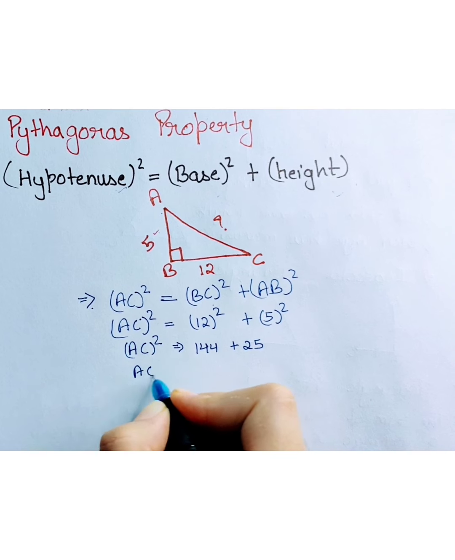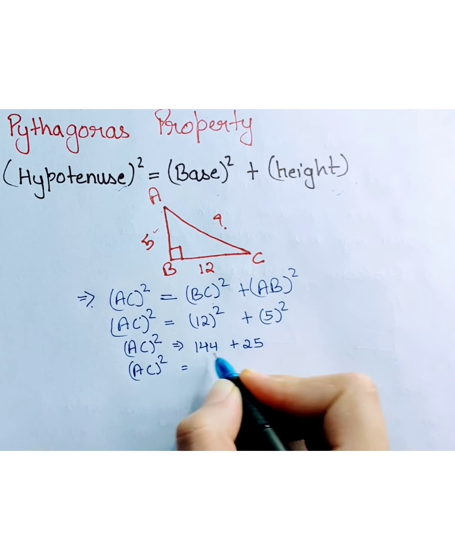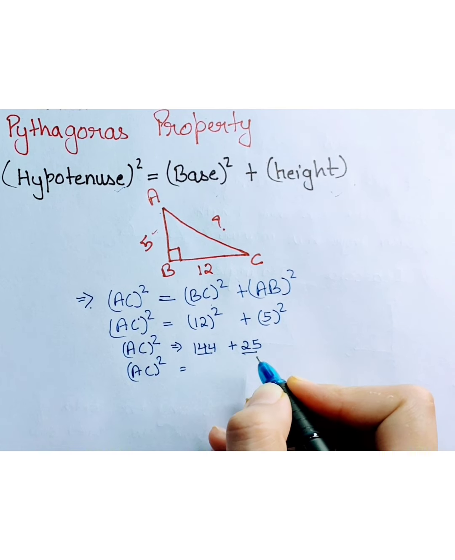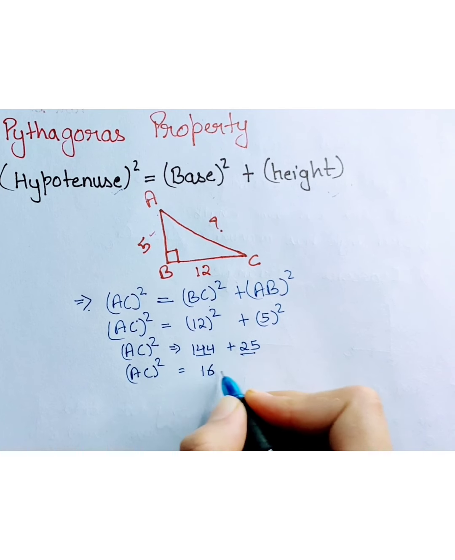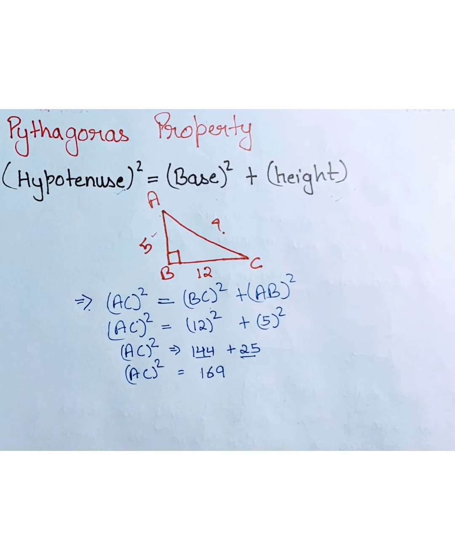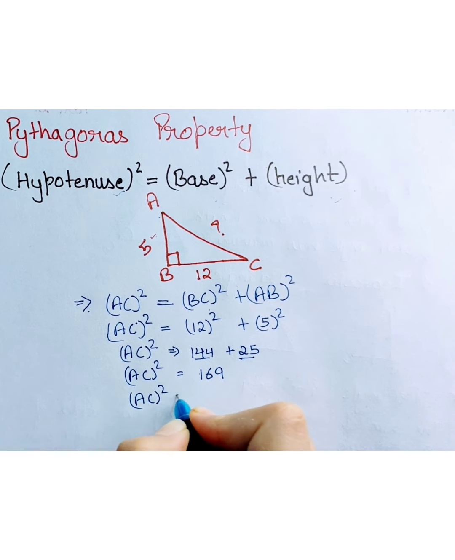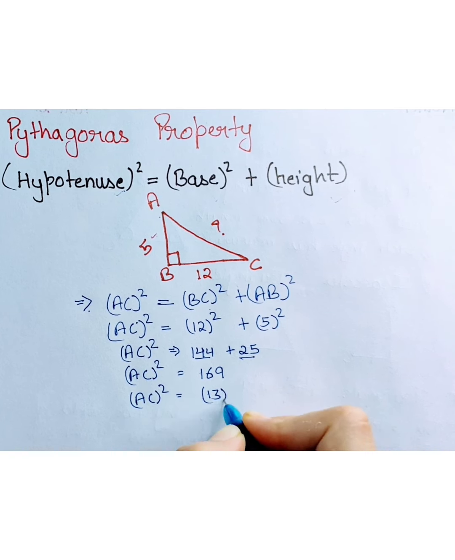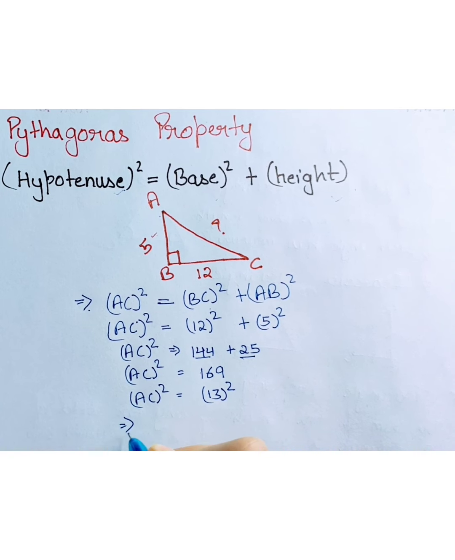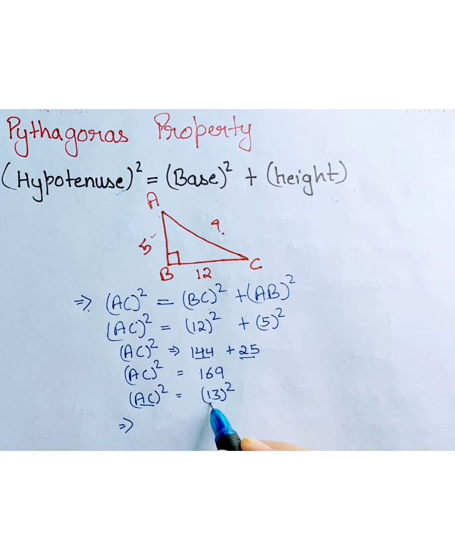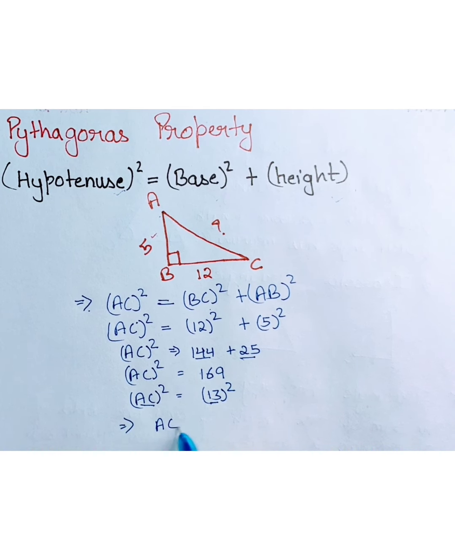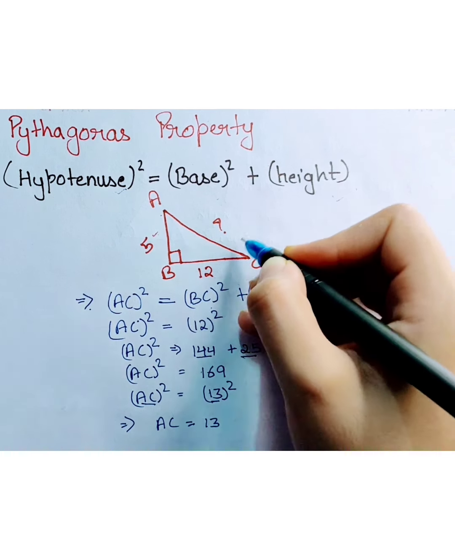Our next step will be, we'll do the sum of this 144 and 25, and when you add it, you'll get 169. Now 169 is the square of 13. So AC square is equal to 13 square. Now you can say by comparison AC will be equal to 13. So the length of AC is 13.